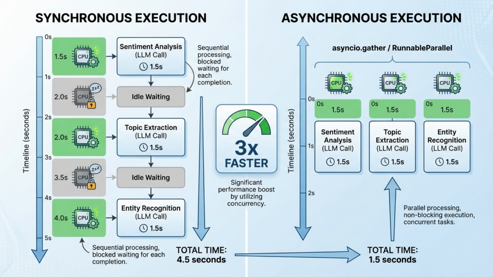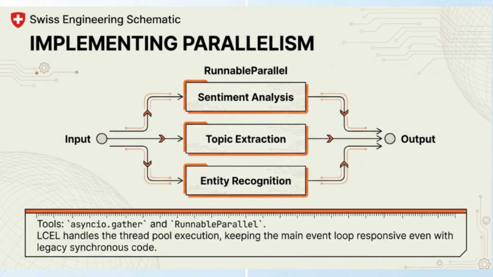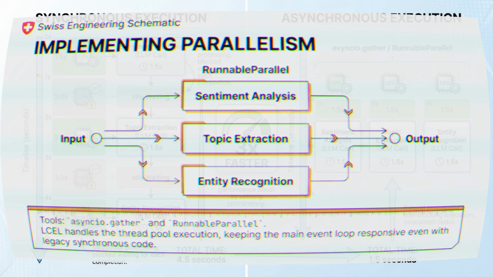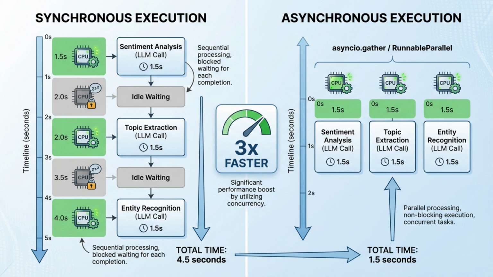Now look at the right side. Asynchronous execution. Same 3 tasks, but this time we use asyncio.gather or runnable parallel, and boom, they all run at the same time. Total execution, 1.5 seconds, 3 times faster. Now, important qualifier. This assumes the LLM provider can actually handle concurrent requests.